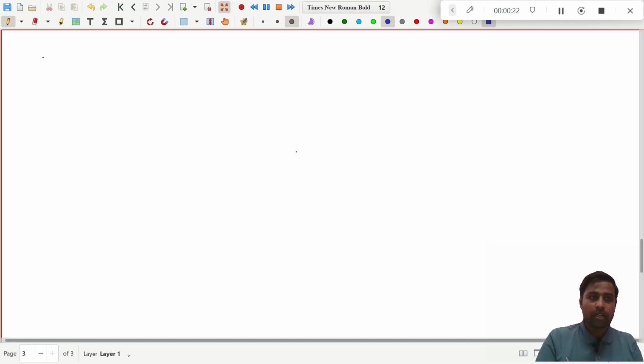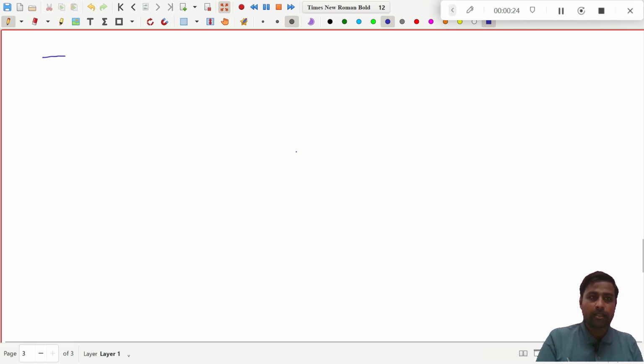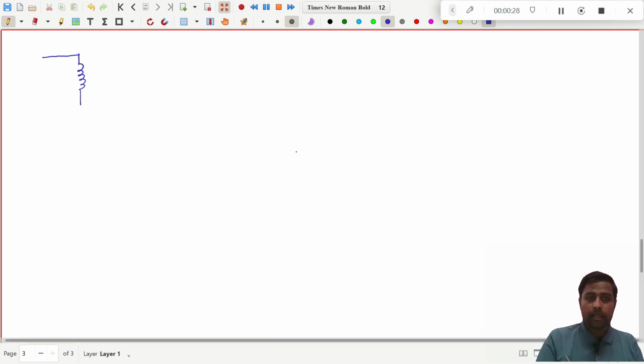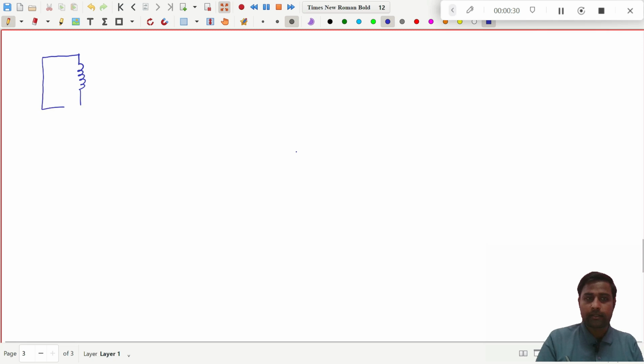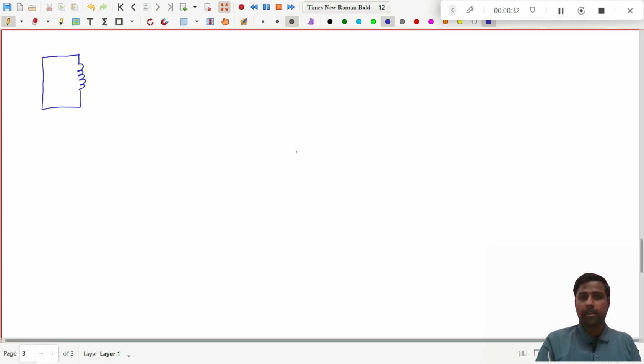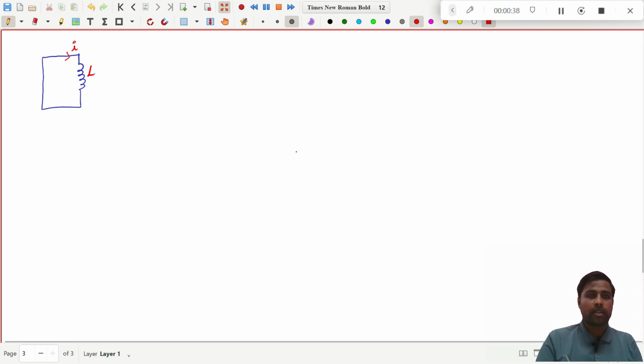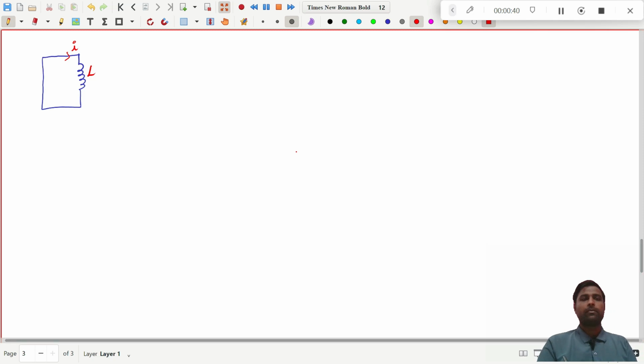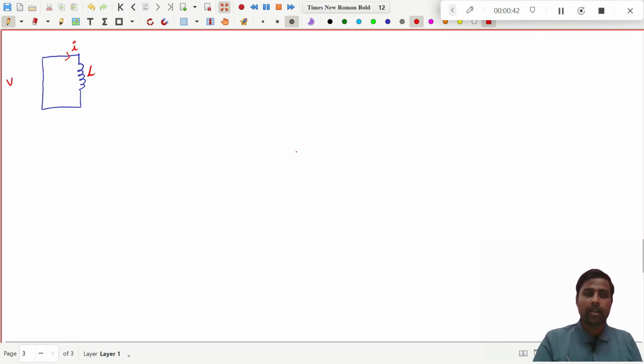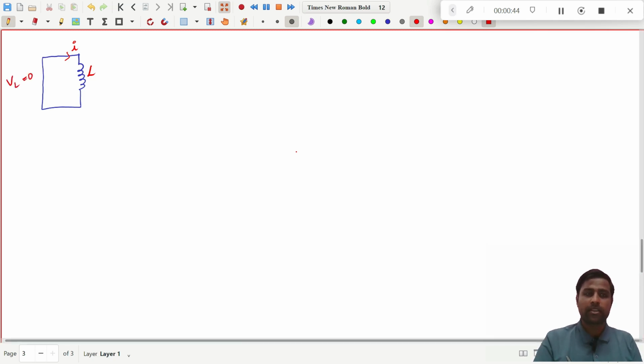So now you see this inductor is connected like this, right? So this is the inductor, and current flowing through the inductor is I, and now it becomes like this. So what happens here? VL becomes what? 0. Since it is short circuited, the VL becomes 0.